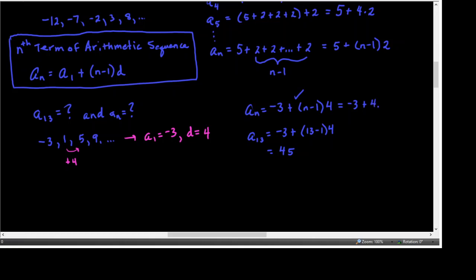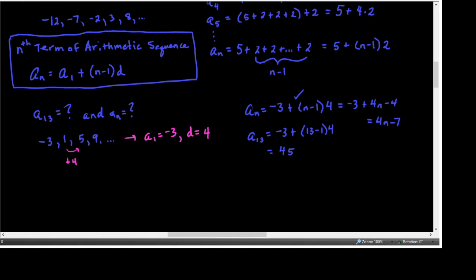If you distribute the 4 and then combine like terms, you'll get 4n minus 7. And like I said, I generally don't do that. I don't think it's worth the extra effort. But if you do, it's not wrong. But I do accept the undistributed version.